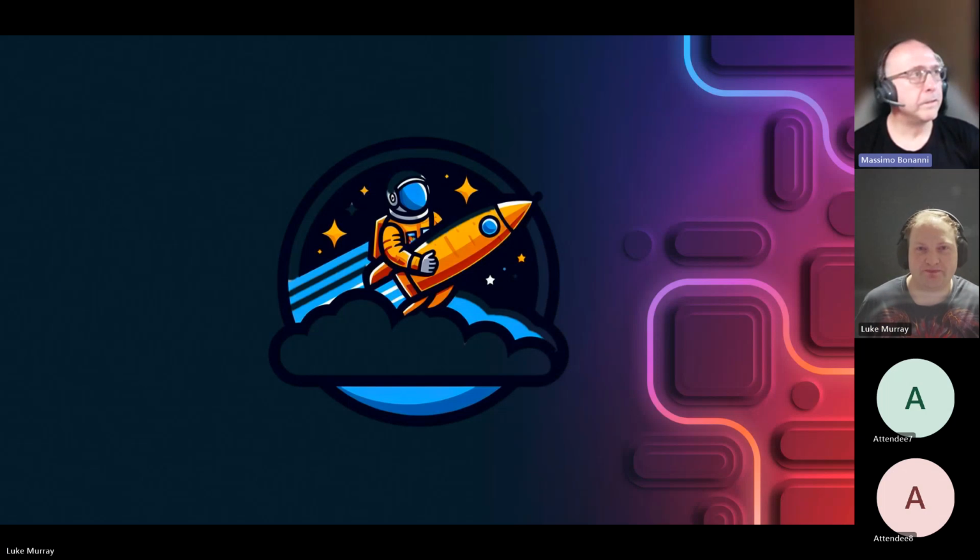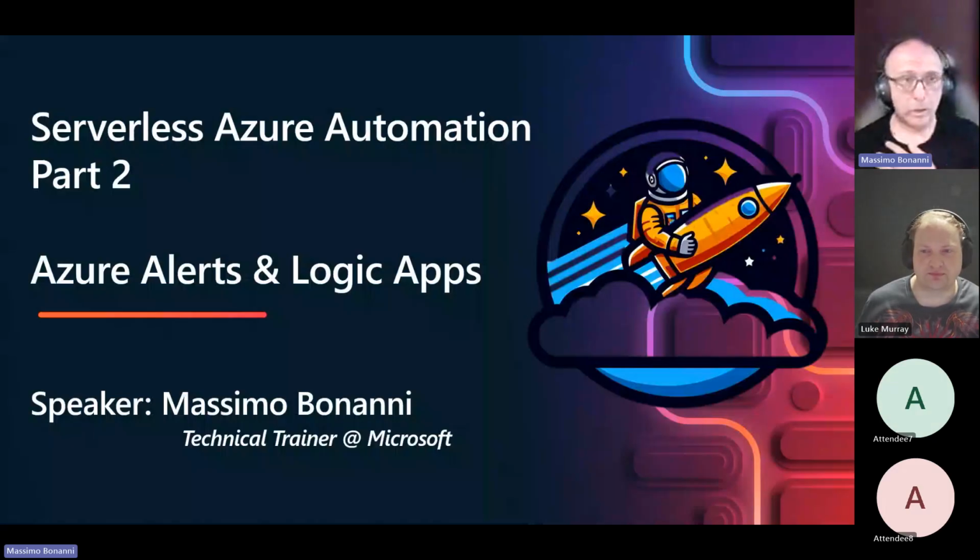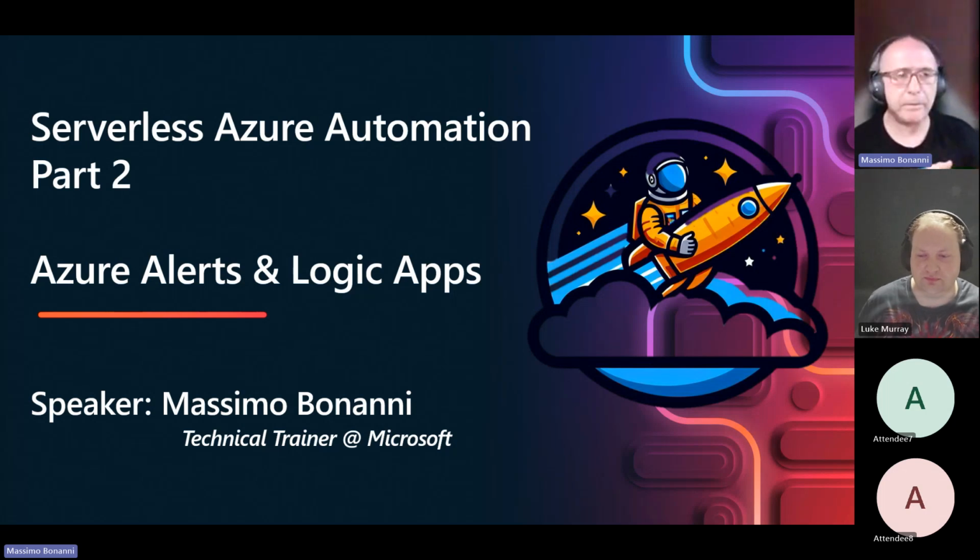Welcome. Thank you. Okay, I share my screen. Give me one moment. Perfect. So, first of all, thank you for inviting me. It was a pleasure last time, and I think it's a pleasure today. I hope these two sessions will be helpful for people. We talk about Azure automation. This is the second part. Last time we talked about Event Grid and Azure Functions. Today we talk about Azure Alerts and Logic Apps.